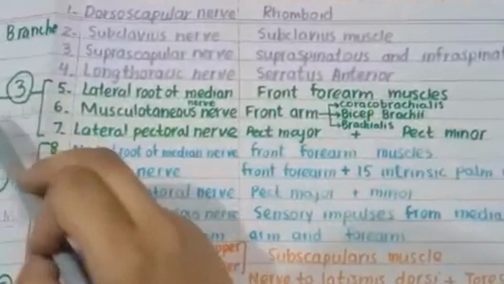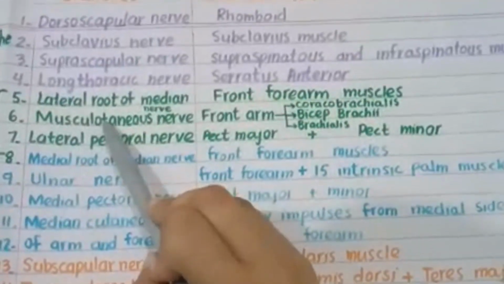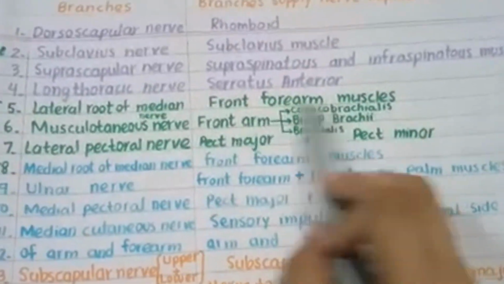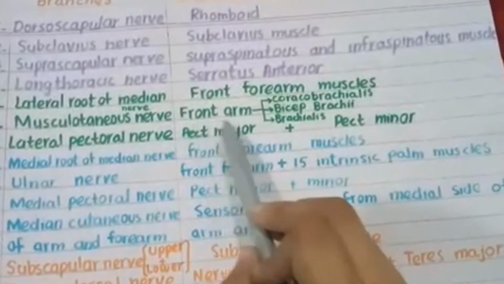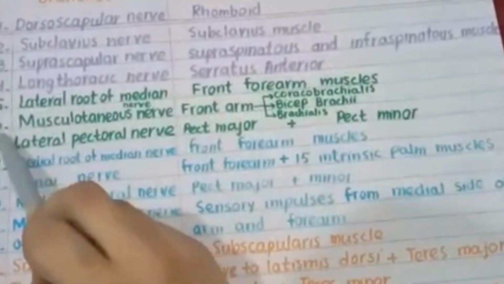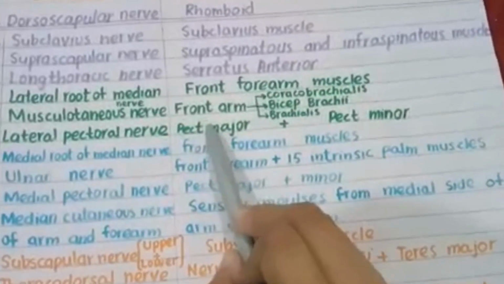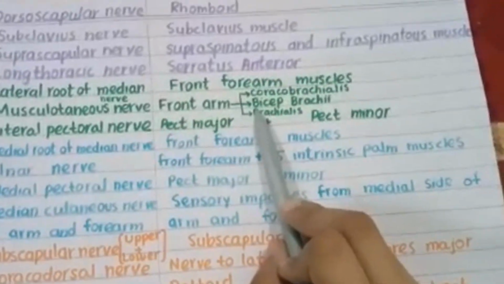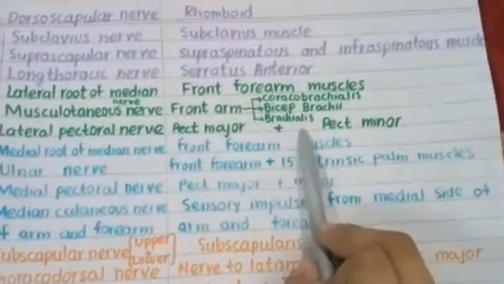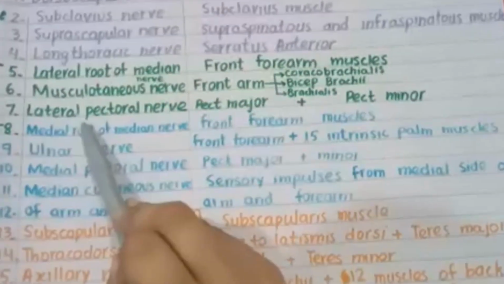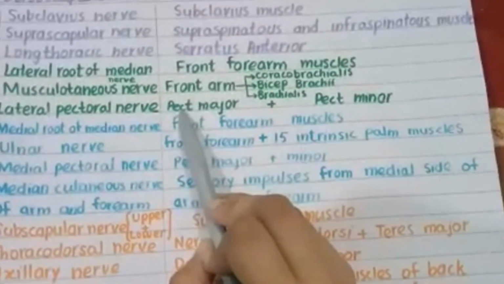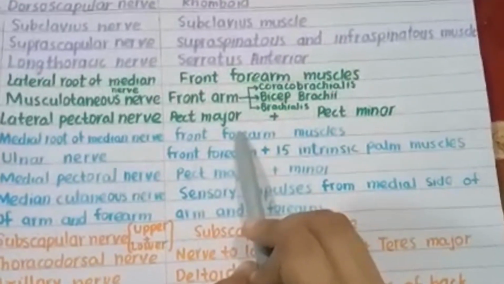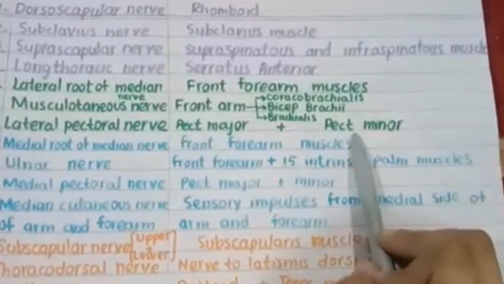Then the lateral cord gives 3 branches. The lateral root of median nerve, it supplies the front forearm muscles. Then musculocutaneous nerve, it supplies the muscles to the front arm, which includes coracobrachialis muscles, biceps brachii muscles, and brachialis muscles. And the third branch is lateral pectoral nerve, which supplies pec major and pec minor. The pec major is the major muscle of anterior thoracic cavity, and the pec minor is a small muscle.